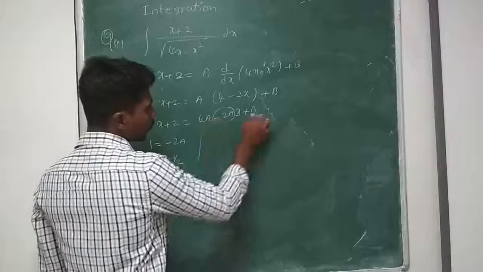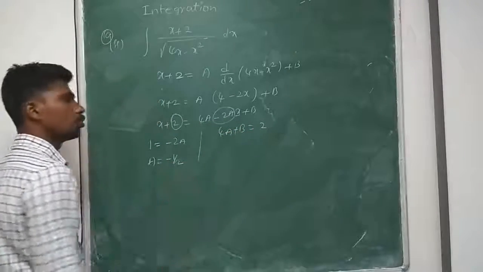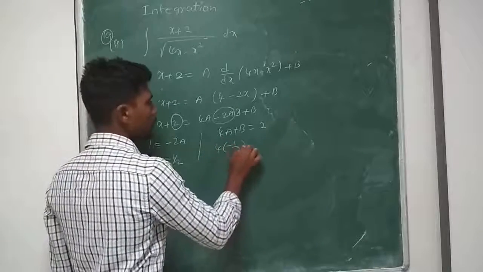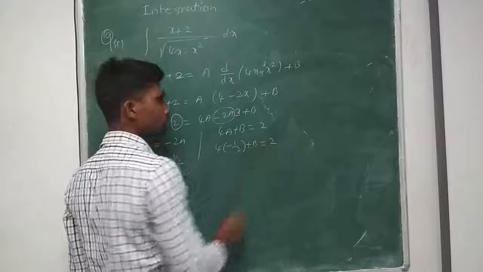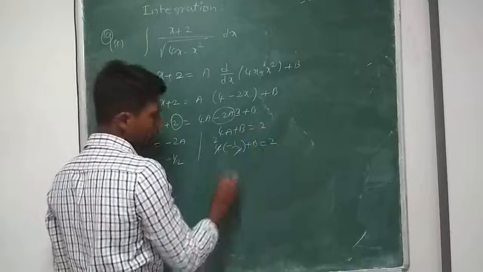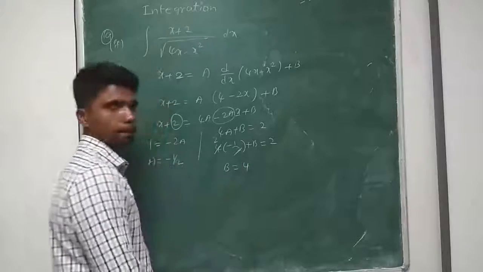Next, 4a plus b is equal to the constant 2. Now 4 into minus 1 by 2 plus b is equal to 2. So 2 ones are 2, 2 twos are minus 2. Transferring to the right side, I get the b value as plus 4.